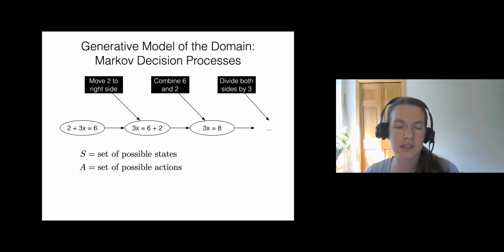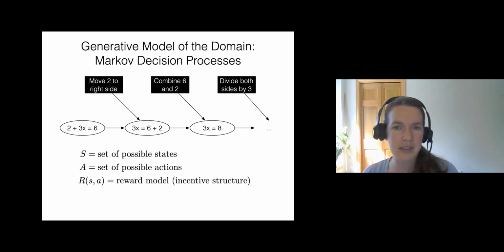Markov decision processes are a common decision theoretic model for tasks where multiple actions must be taken over time and where there may be long-term consequences to those actions. That seems to fit exactly the kinds of tasks that we're thinking about. To specify the Markov decision process, we have a set of possible states and actions. For equation solving, the states are the different possible equations. Actions are things like moving one term from one side to the other. And we have a reward model that gives us the incentive structure.